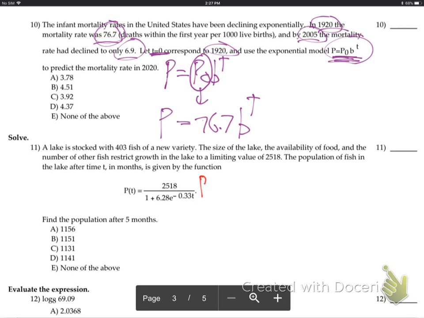So phase one is you get your B. You've got to find your B, your base. And then phase two, you start over again and finish the problem. So let's do this. They're telling me that in 2005, so what's the time if 1920 is the starting, T equals 0?